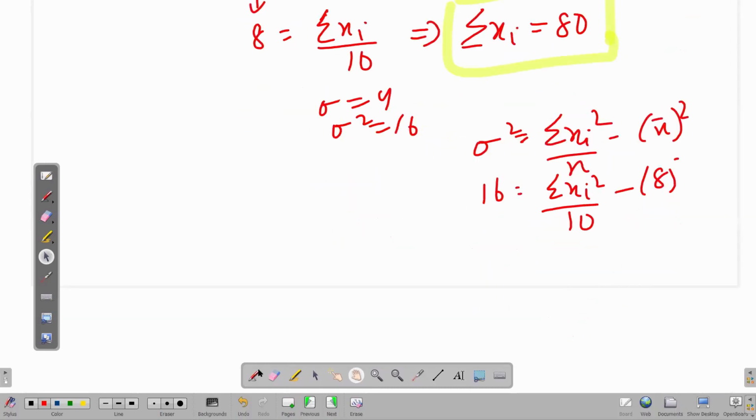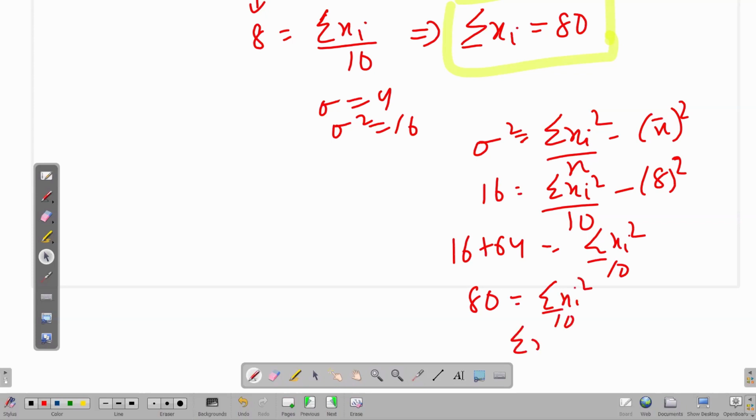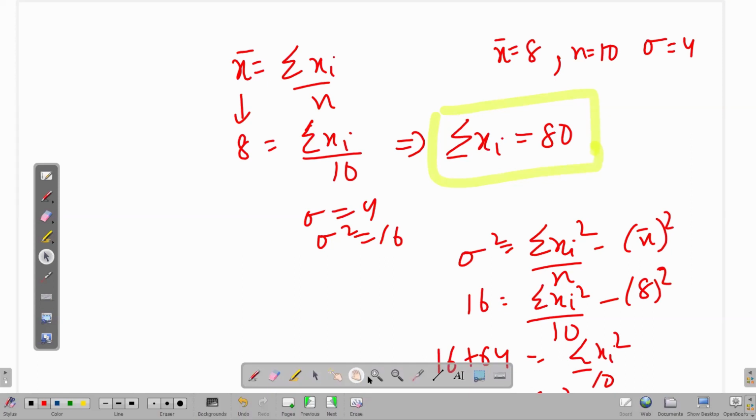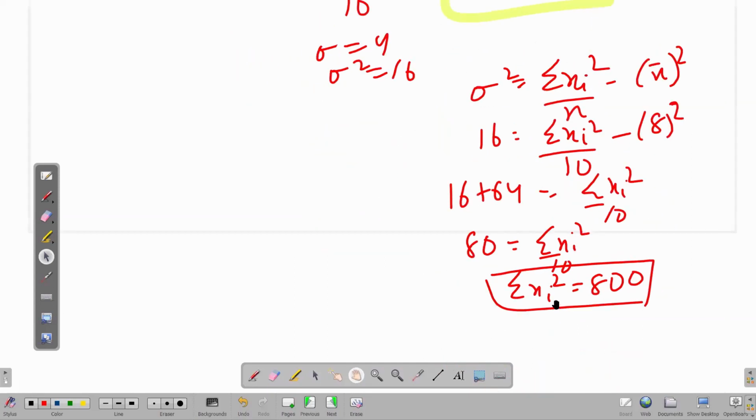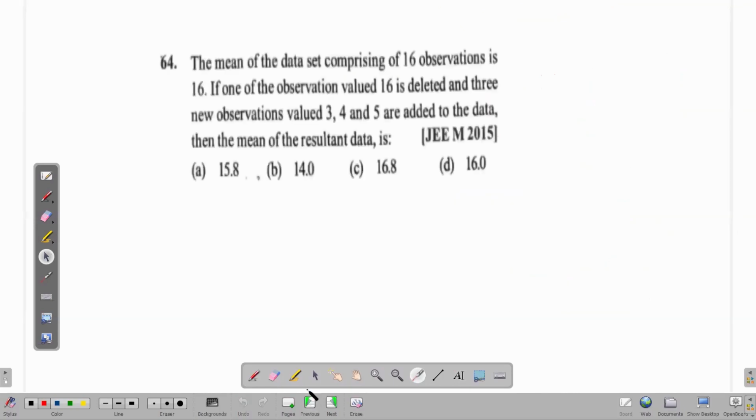And if I take the 64 to the left hand side, so this comes out to be 80. And as you can see, we can obtain the sum of the squares of the terms from the formula of variance. From mean, I can find out the sum of the terms, and from variance, I can find out the sum of the squares of the terms.